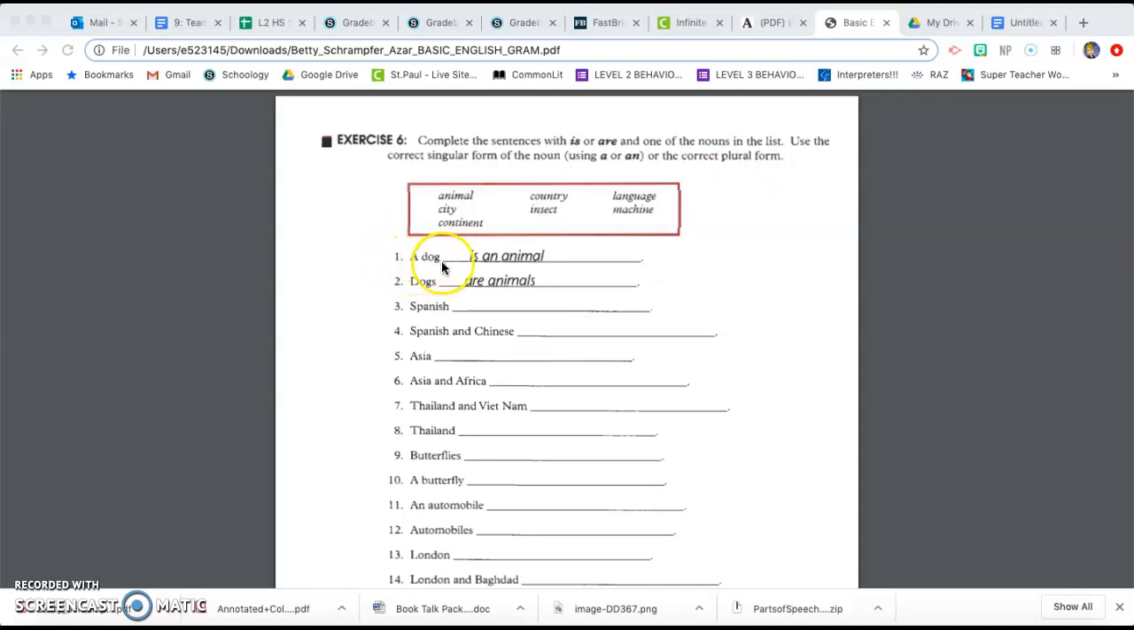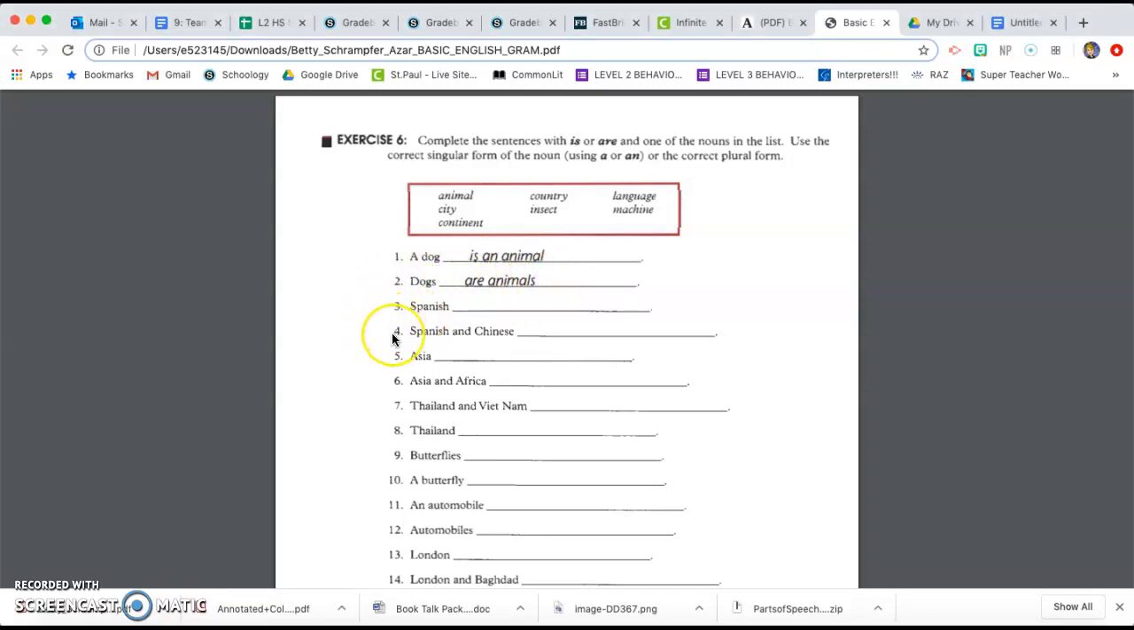A dog, one dog, is an animal. A dog is an animal. This is a singular sentence. Now let's go to number 2. This is a plural sentence. Dogs. Can I say is? No. Can I say animal? No. I must change is to are, and I must add animals at the end. Now this sentence is plural.